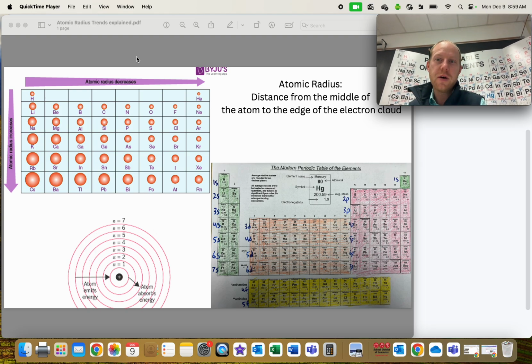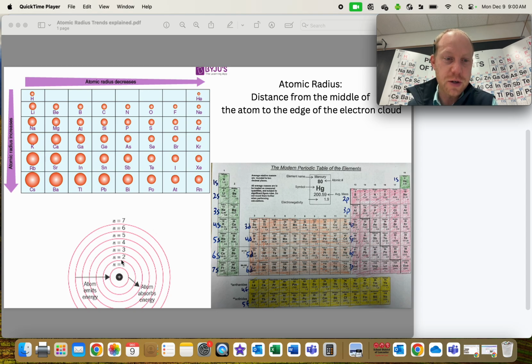The purpose of this video is to look at the trend of atomic radius on the periodic table. Atomic radius is the distance from the middle of the atom to the edge of the electron cloud. So it's important to look at the Bohr model when we're looking at this trend. In the middle, we know there's the nucleus, and Bohr added shells to his model.